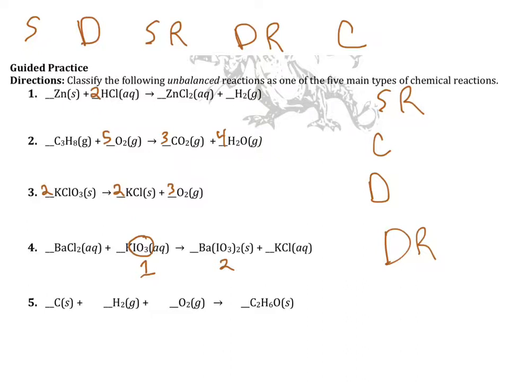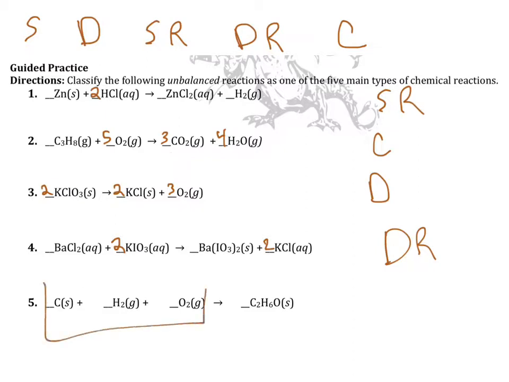So to fix that, what you need to do is put a 2 right here. But when you put a 2 there, that gives us 2 potassiums. So we put a 2 right here. But when you put a 2 here, that gives us 2 chlorides there, which happens to work out because there's 2 chlorides on the other side. And now it's balanced.